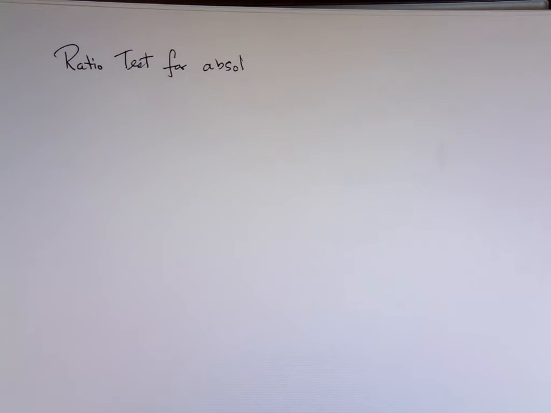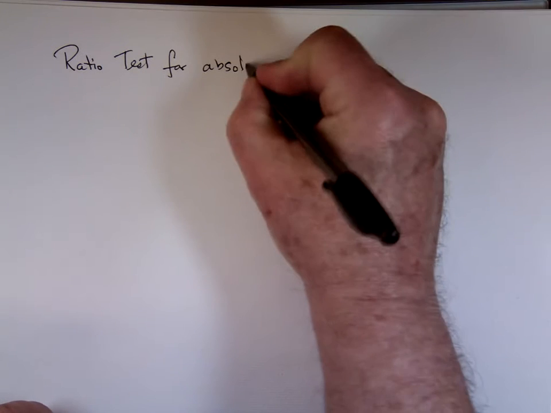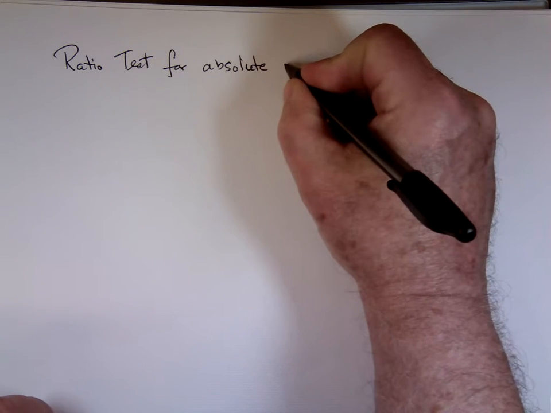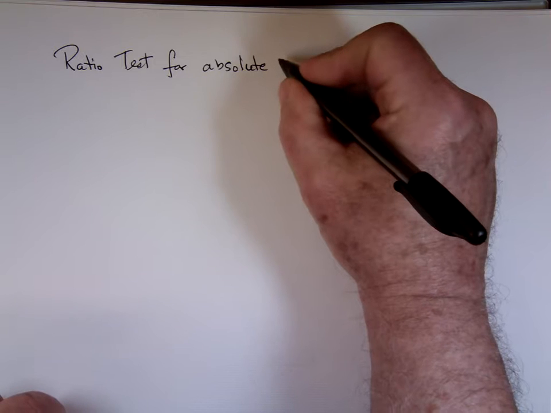Okay, ratio test for absolute convergence. Now, there was a question here somewhere? Yeah, why can't you use the rules that we got before? They're not going to be sufficient. You'll see. I'll give you one right now. Okay.